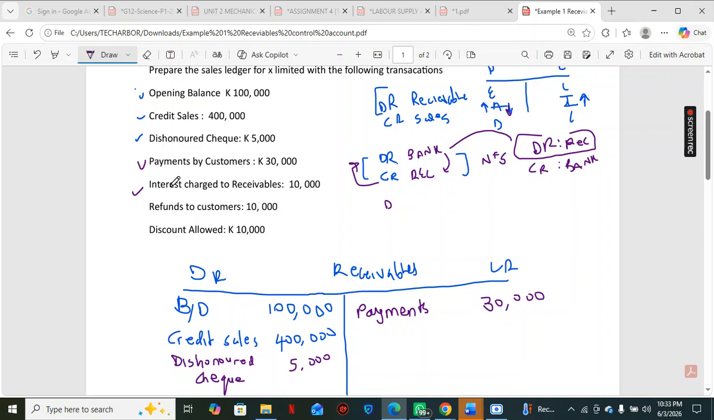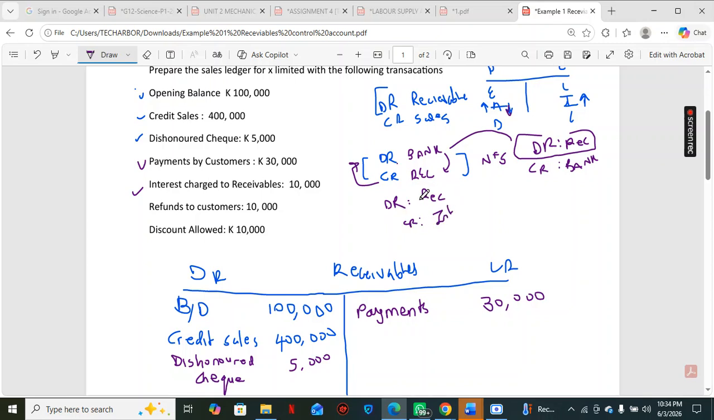Okay. So if a receivable doesn't pay you and you charge them interest, you're going to debit the receivable, saying that the money you're owing me has now increased. So you debit the receivable. Then you're going to credit interest revenue. Income or revenue increases with credit. So you credit interest revenue.